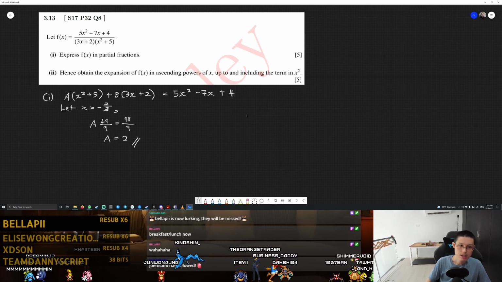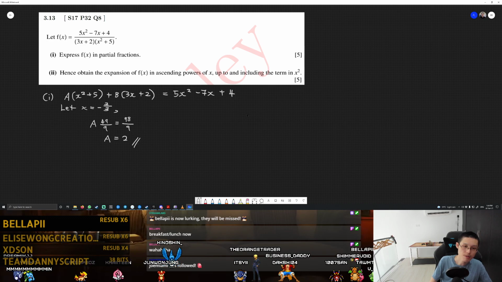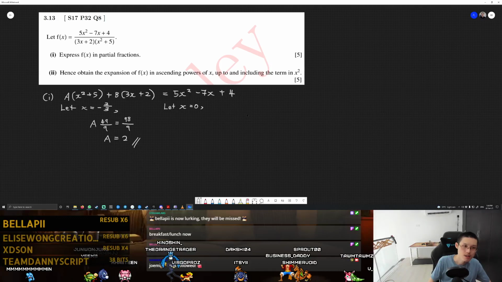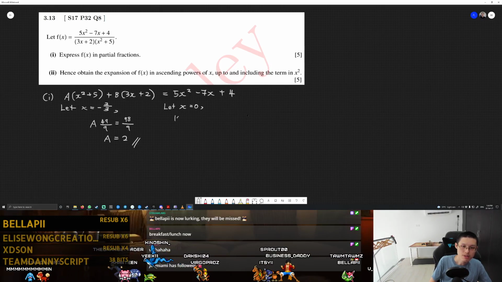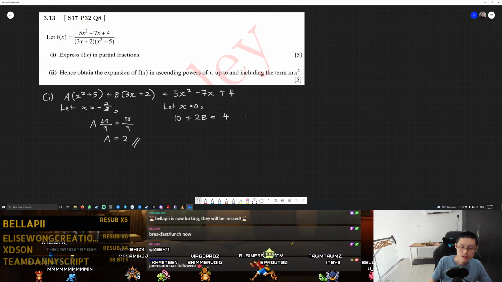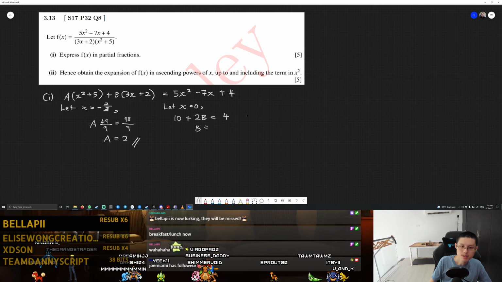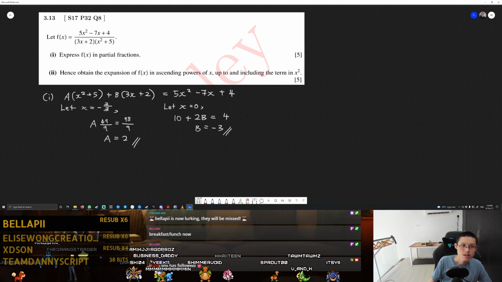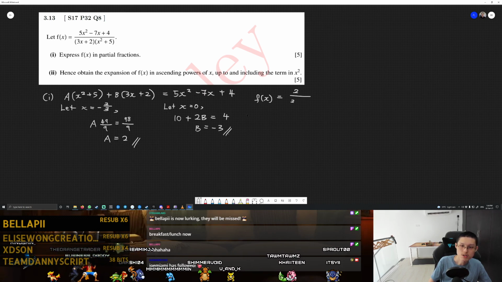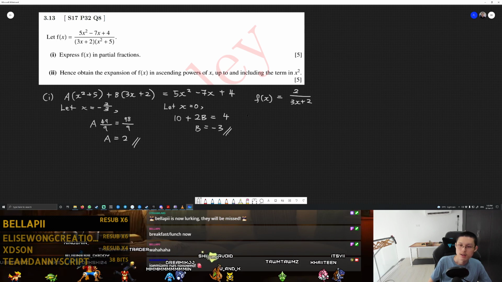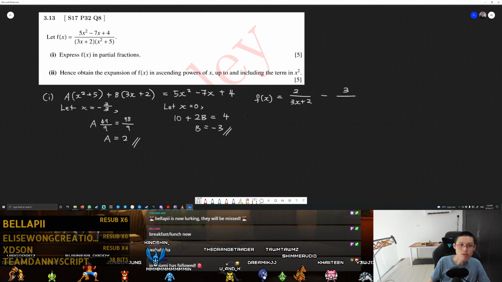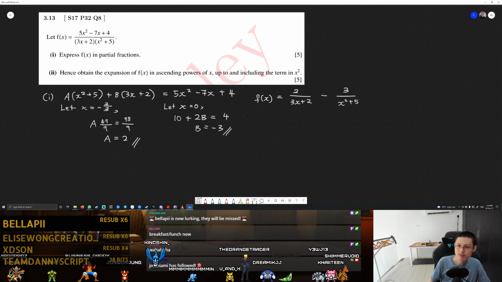Okay, so now that we know what A is, we can substitute some random value for x. So let's say x is 0, which means we have 2 times 5 is 10, plus 2b equals to 4, which means b must be -3. Therefore, our function is going to be 2/3x plus 2, plus, well, I should put a minus actually, minus 3/x² plus 5.